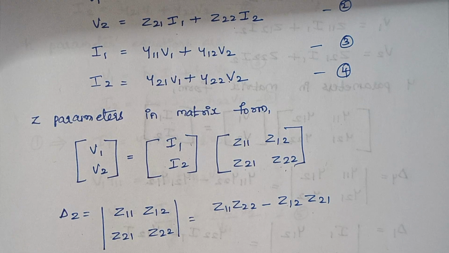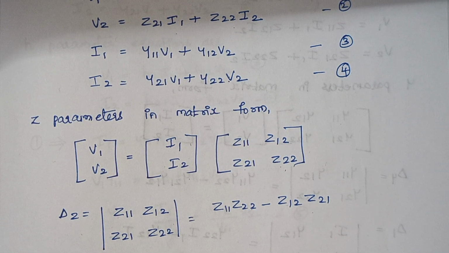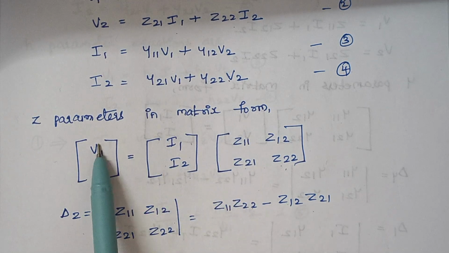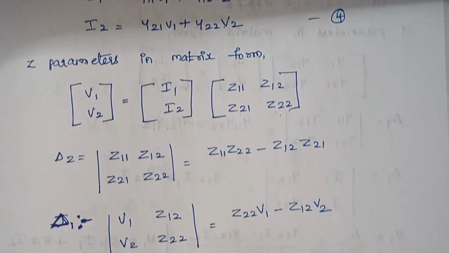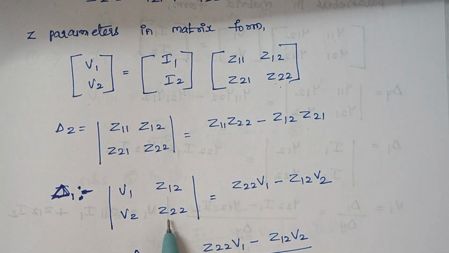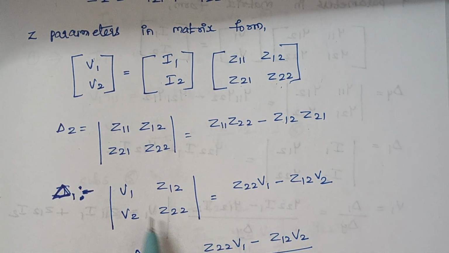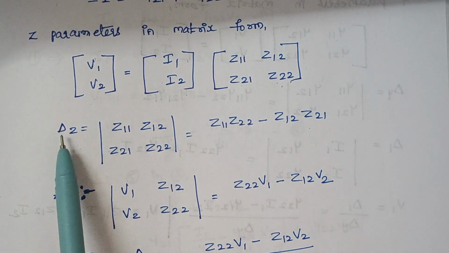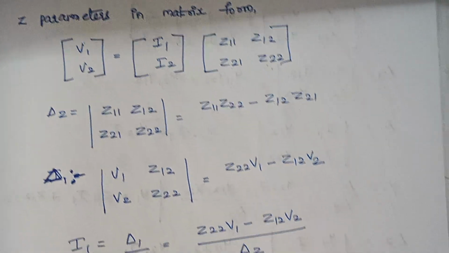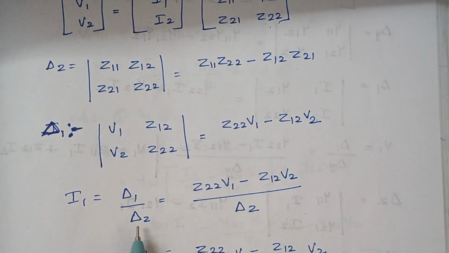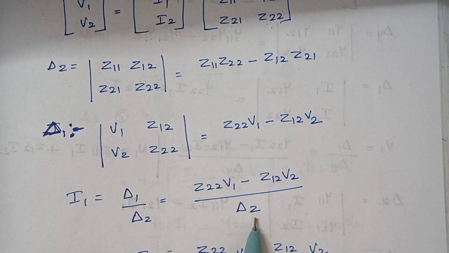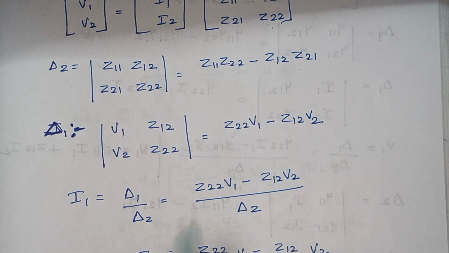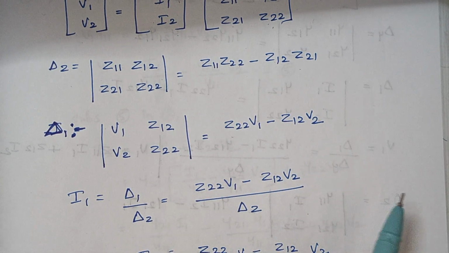Now we are going to find the value of del 1 and del 2. As we all know how to find del 1, we have to replace the first column with these values. So the determinant of V1, V2, Z12, Z22. When you multiply here, Z22 V1 minus Z12 V2. So we know del 1, we know the value of del Z. Therefore, what is the value of I1? I1 is nothing but del 1 by del Z. So just substitute the values here. The value of del 1 is this, and del Z remains the same.